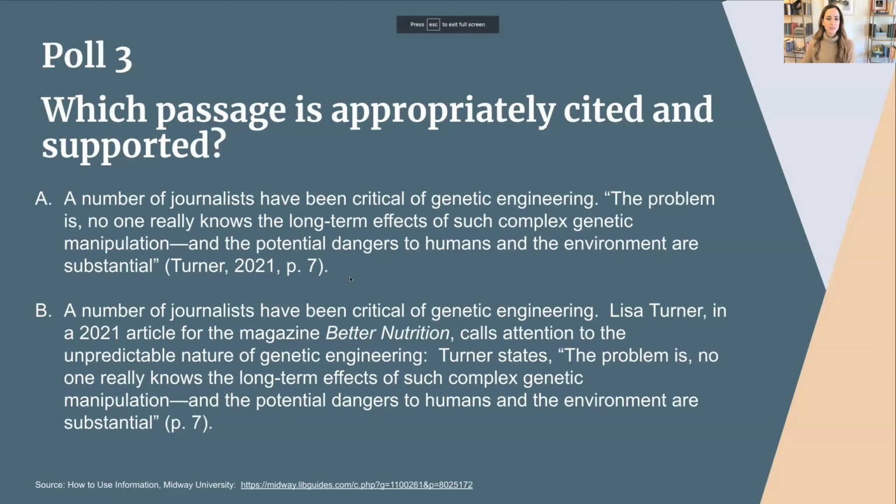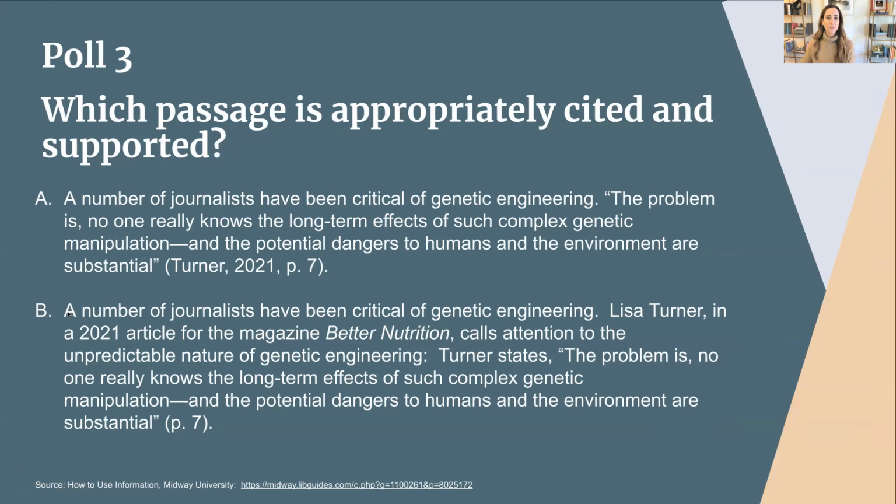So in A, this is a drop quote. The author says a number of journalists have been critical of genetic engineering, and then we have a full sentence that is a quote. I use this in the beginning of the presentation to make the point that we want to avoid drop quotes.